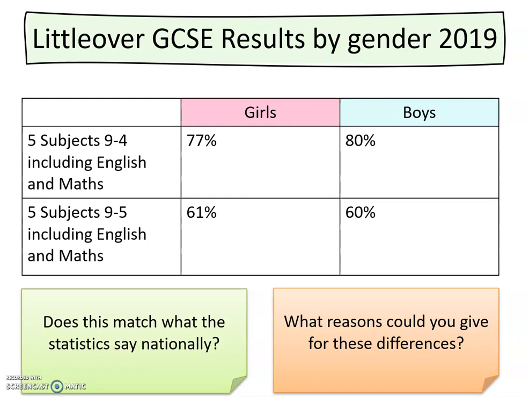Now, interestingly, when I looked at the historical GCSE results of Littleover, boys actually do better. This was last year's results: students had to get 5 passes from a 9 to a 4, including English and maths. 80% of boys achieved this, in comparison to 77% of girls. Nationally, boys do worse than girls on that. And if you look at getting a 5 and above, which is a bit more tricky, girls do slightly better.